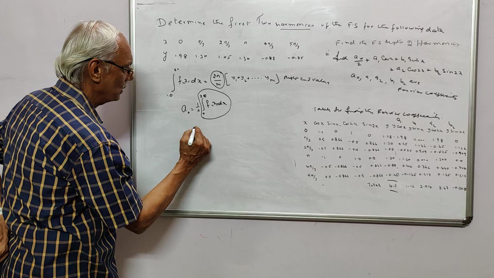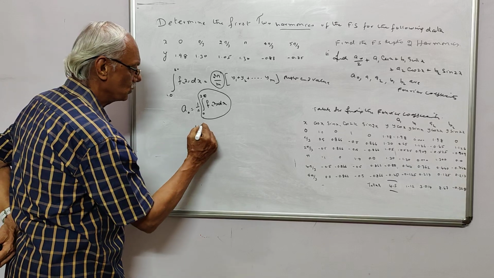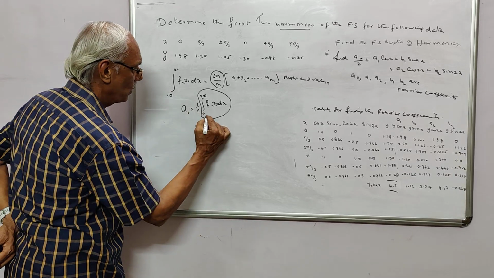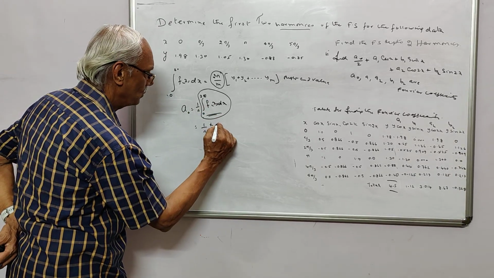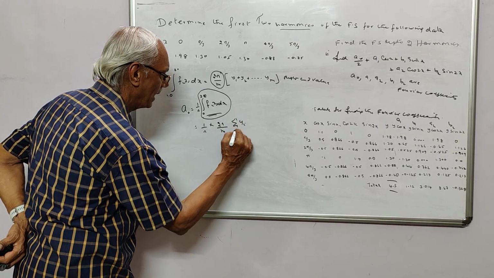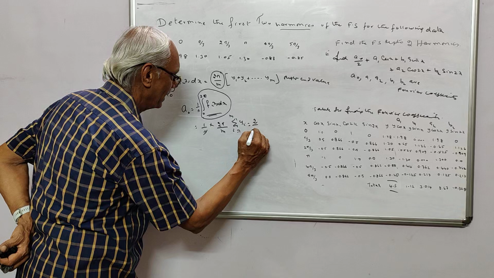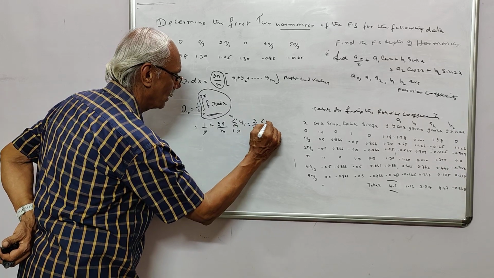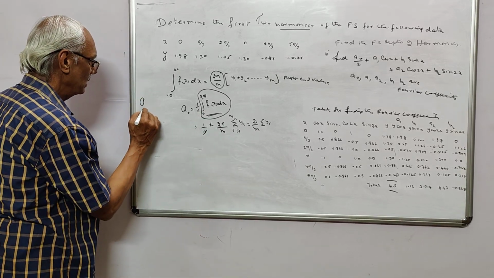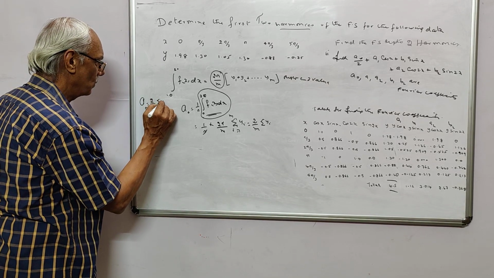Now you see that a0 is equal to 1 by pi. This is the formula we know for a0. So here it is 1 by pi into, what is the value of this? This is nothing but 2 pi by m into sigma of yi, i equal to 1 to m. So this pi and this pi go off, leaving 2 by m into sigma of yi. So a0 is equal to 2 by m into sigma of yi.